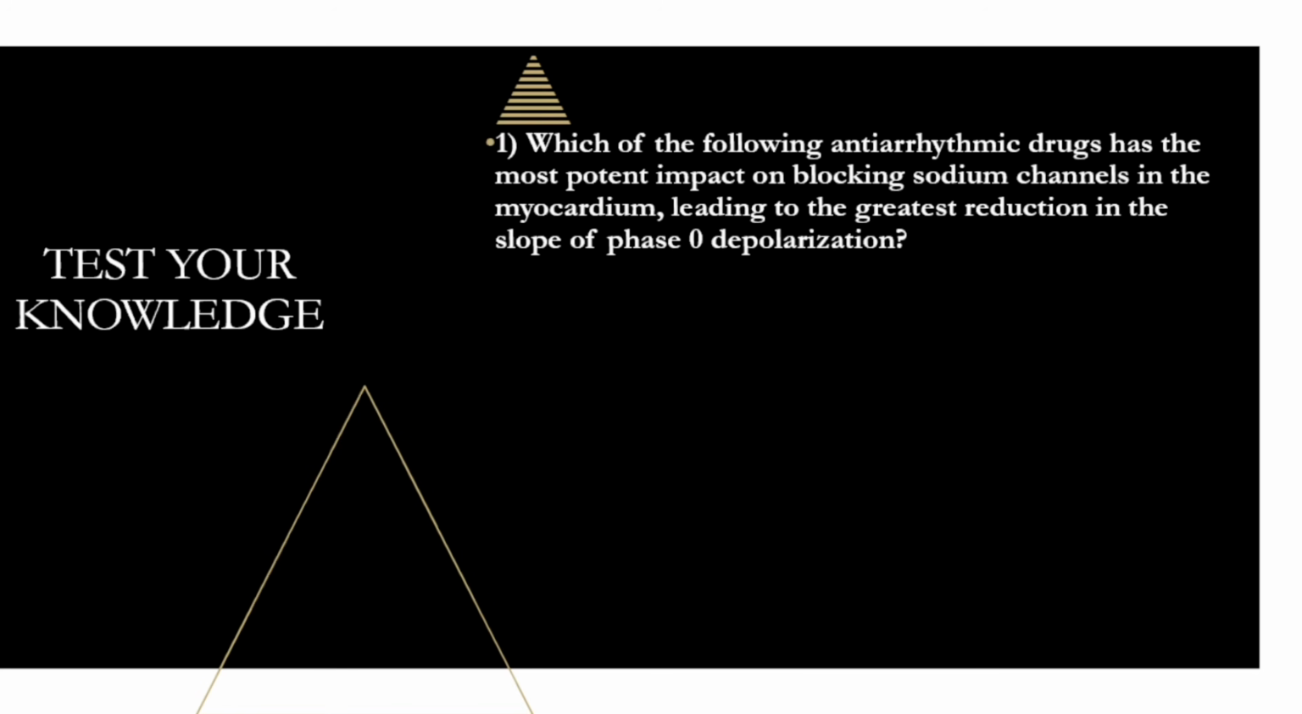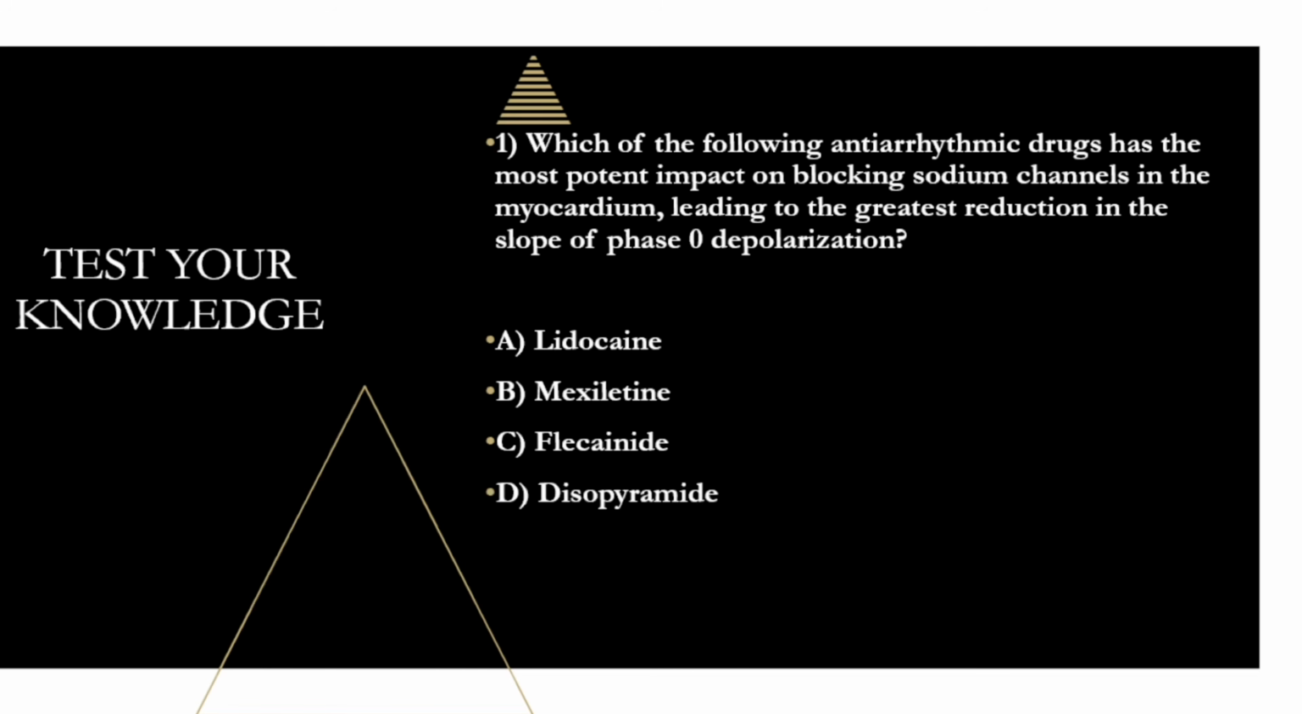Question 1. Which of the following antiarrhythmic drugs has the most potent impact on blocking sodium channels in the myocardium, leading to the greatest reduction in the slope of phase 0 depolarization? A. Lidocaine, B. Mexiletine, C. Flecainide, D. Disopyramide, or E. Verapamil? So that is going to be C, flecainide.